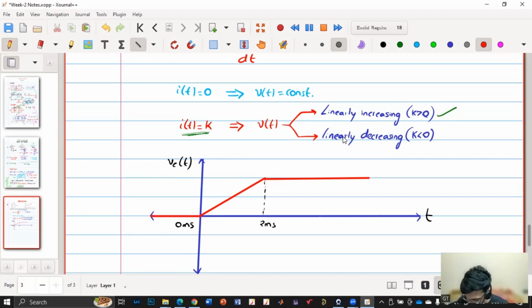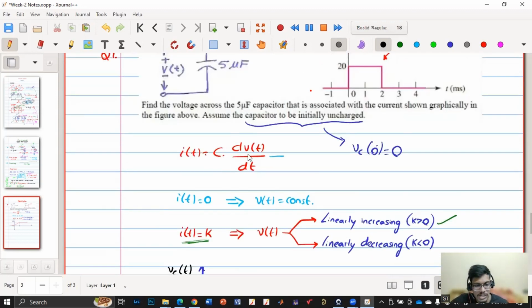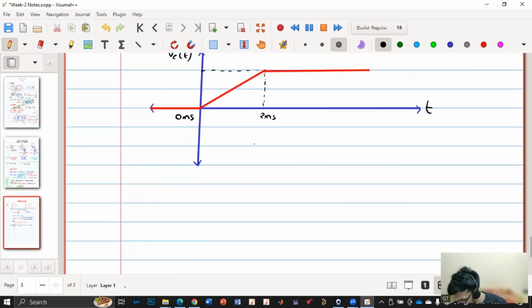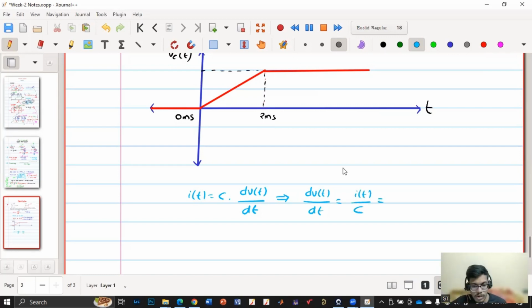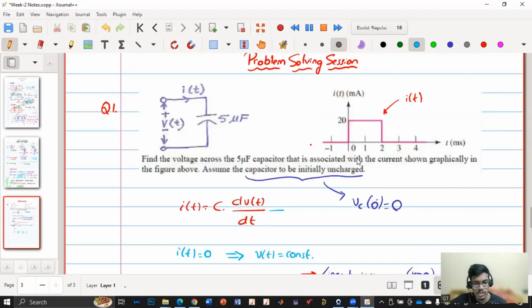Now the big question is, what is the value of this peak? How will I know? I will be using this equation: i of t is equal to C into dV of t by dt. So dV of t by dt is the slope of this curve, right? I will find the slope of this curve, dV of t by dt, which is nothing but i of t by C. What is my i of t and what is my C? Whatever is given in the question.